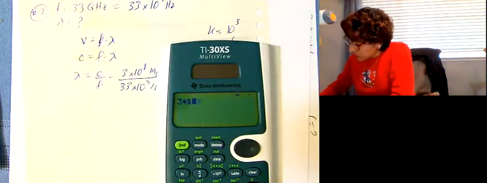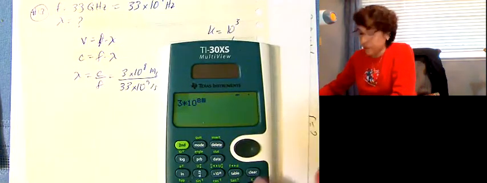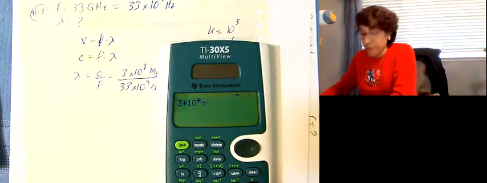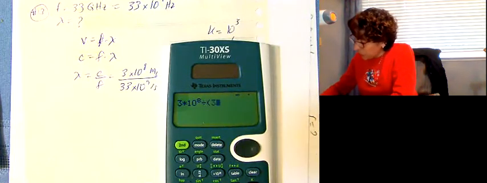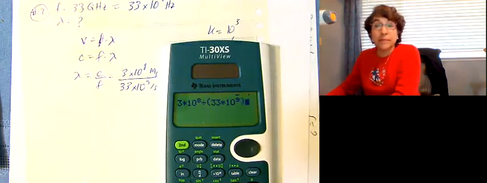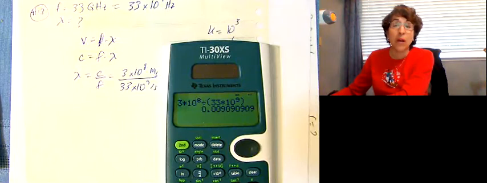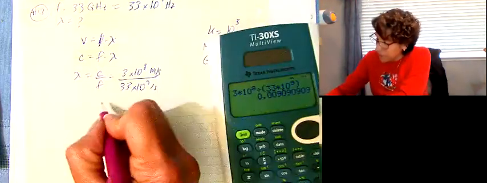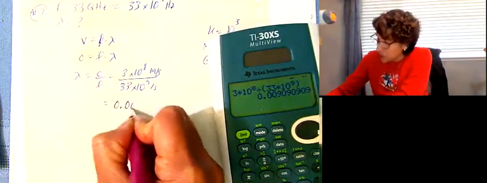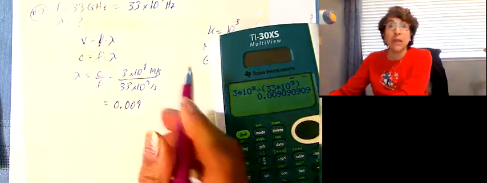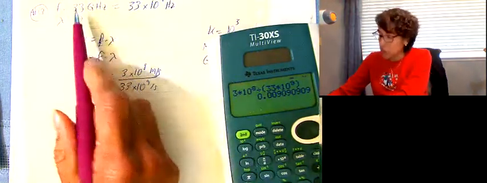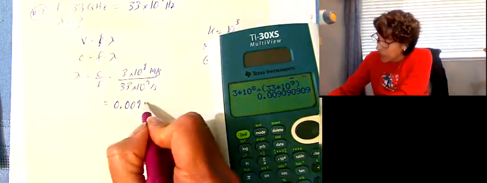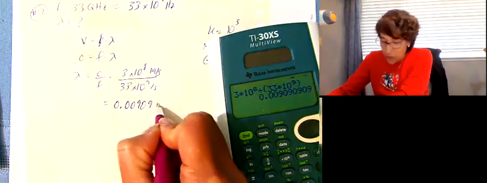3 times 10 to the 8th divided by 33 times 10 to the 9th. Here we go. Still really small. That makes sense, so 1/11th, and we had to go to the negative 1. So I got 0.009. I needed 3 significant figures, although this one's only 2 significant figures. But I got 0.00909 meters.